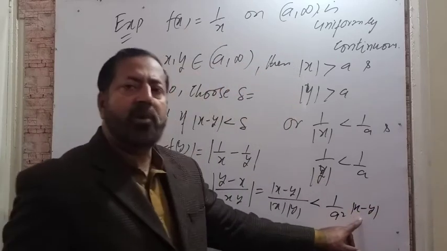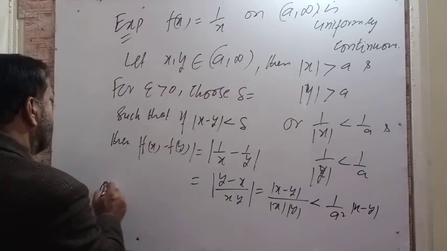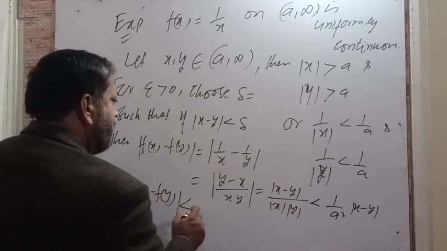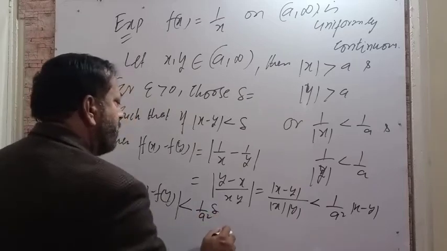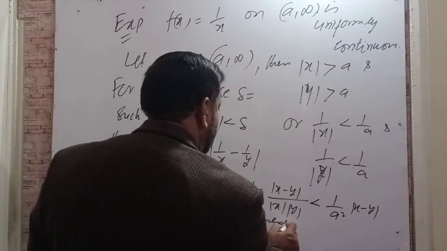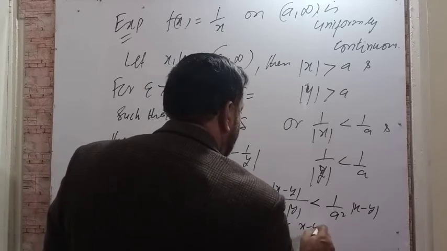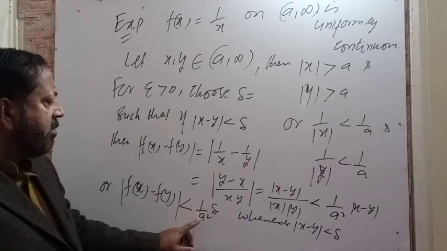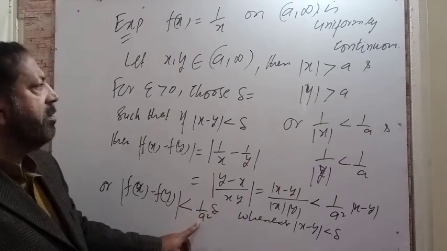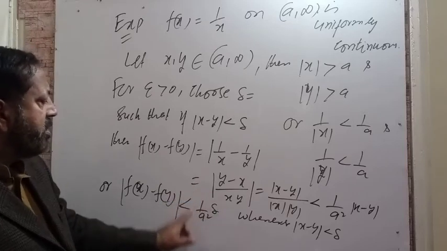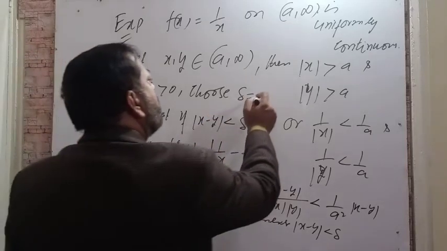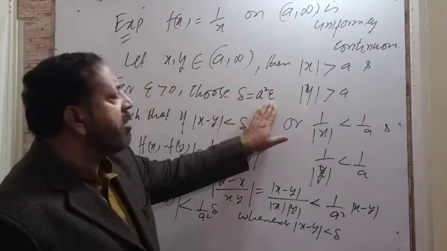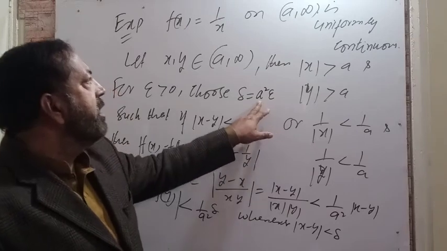and you know that |x minus y| is less than delta. So |f(x) minus f(y)| is less than 1 over a squared times delta whenever |x minus y| is less than delta. Now if you choose delta over a squared equal to epsilon, so delta is equal to a squared epsilon, then again you see that delta is depending on epsilon, not on the point, because a is the starting point.